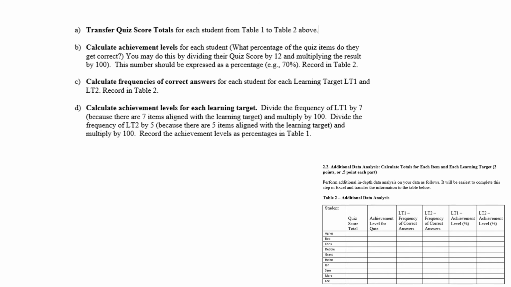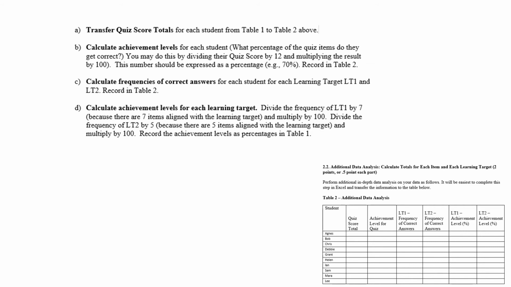I don't have Agnes's scores in front of me, but let's pretend that Agnes got all of learning target 1 right. So she got 7 out of 7. So you would put 7 there for Agnes, and let's say she missed 1 in learning target 2. Under learning target 2 frequency, you would put 4. So these are just the raw counts, the frequencies of how many they got right in each learning target.